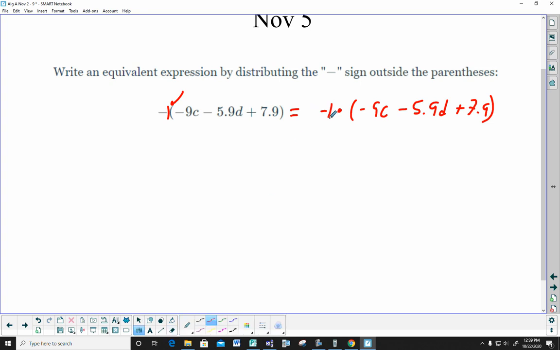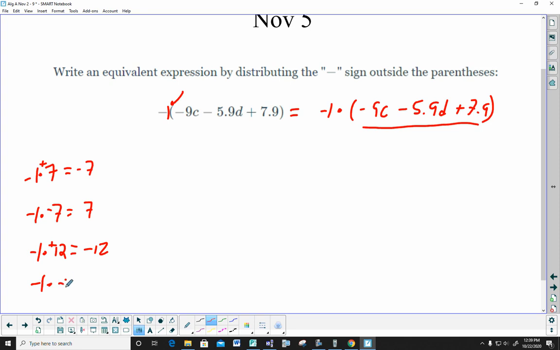Now, that says negative 1 times everybody that's inside. You should know that if I have negative 1 times a positive 7, you get negative 7. If I have negative 1 times a negative 7, you get positive 7. If I have negative 1 times a positive 12, I get negative 12. If I have negative 1 times a negative 12, I get positive 12. So what does multiplying by a negative 1 do? It changes the sign.